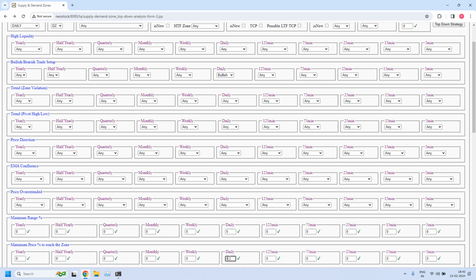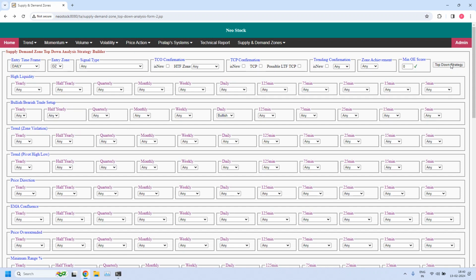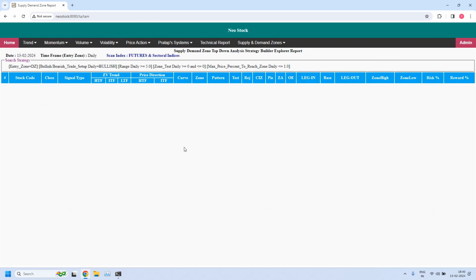In the daily time frame, that means in the daily demand zone, what should be the minimum? Let us set initially 1%. If the number is very less, we will set 2% or increase further. At least as the first verification, we are checking whether there are any stocks close to the 1% level to the current daily demand zone. So no stocks are there within 1% of the daily demand zone. No stocks are there from this list.